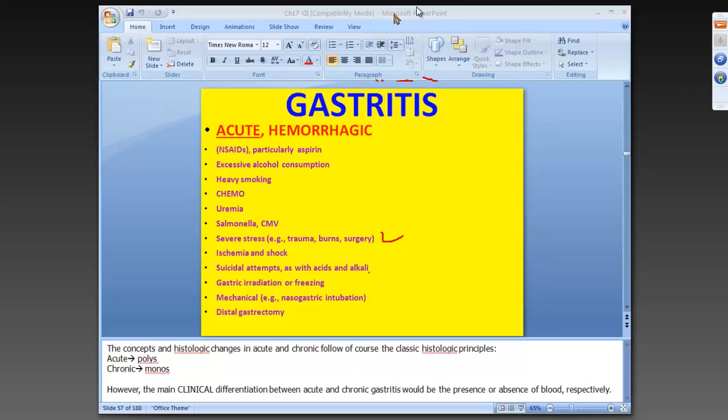Remember, gastritis is inflammation of the gastric lining mucosa. You have acute and chronic. Acute is usually transient. The chronic one leads to mucosal atrophy and epithelial metaplasia, which constitutes a background for carcinoma. Okay?